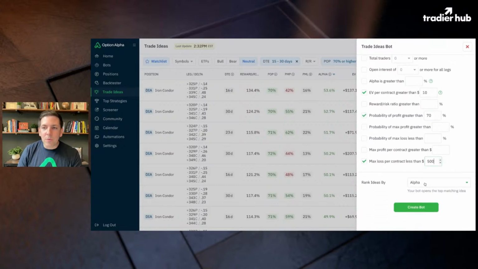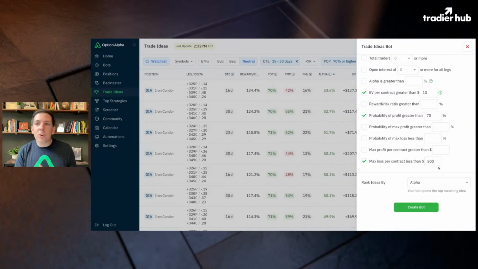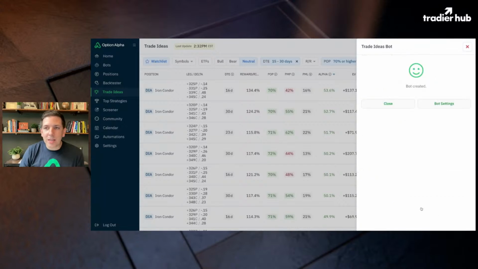And then we can do the most important part right down here, which is that we rank these ideas by alpha. Once we have this universe of all these trades that fit these parameters, there could be 2, there could be 200, there could be 50, whatever it is at the time the automation runs and I've got a new slot available, then I want to be able to rank them. And I want to rank them by alpha because I'm using the expected value per unit of risk to figure out our alpha. And once I do that, I simply hit create bot.